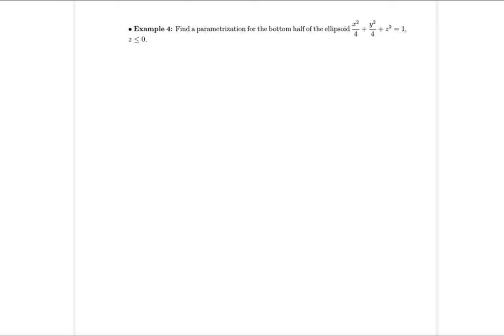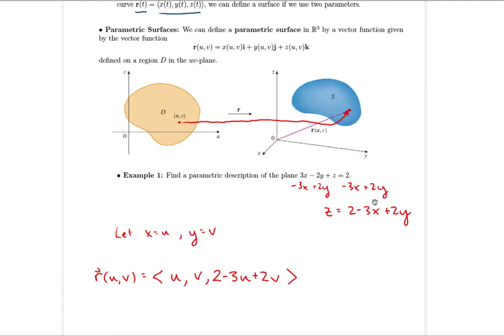All right, so let's look at another example here. It says find the parameterization for the bottom half of this ellipsoid here. Okay, and so first of all, what I want to do actually is give you two ways that we could parameterize this. Okay, one way is just drawing inspiration from our very first problem.